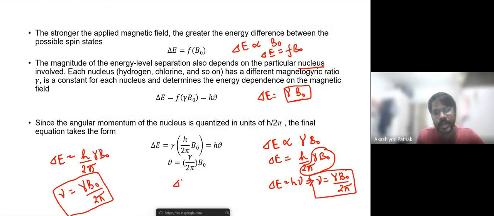Actually, one more thing to note over here is delta E is equal to minus gamma h nu. That is why if your magnetic moment is negative, then your delta E will be positive. And if your spin quantum number is positive, then it will have a... So basically what is happening is that delta E is equal to minus gamma h B naught by 2 pi.